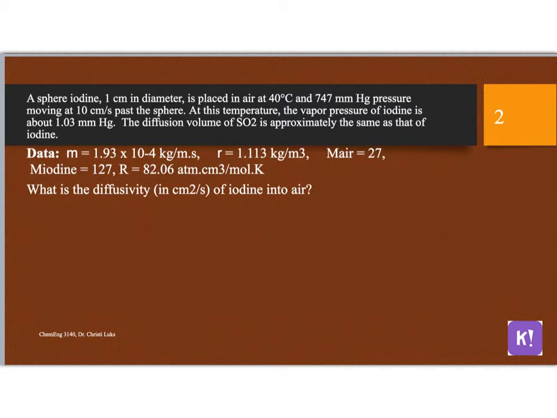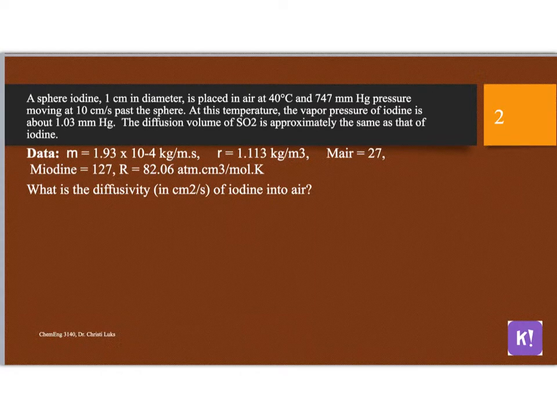In this case, we have a sphere of iodine that is 1 centimeter in diameter, placed in air at 40 degrees C and 747 millimeters of mercury. This air is moving at 10 centimeters per second past the sphere. At this temperature, the vapor pressure of iodine is about 1.03 millimeters of mercury. For the sake of estimating diffusivity, the diffusion volume of iodine can be approximated as that of SO2.